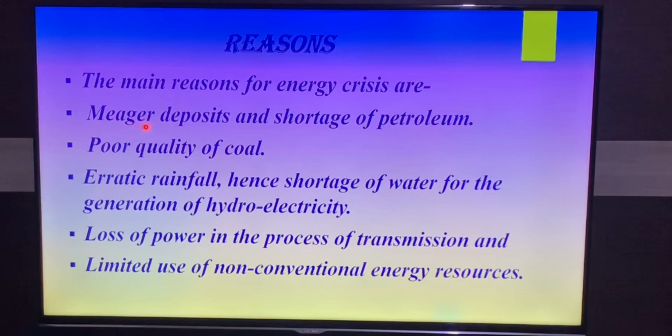Meager means thin, less. We have less deposits as well as shortage of petroleum. Poor quality of coal, erratic rainfall, uncertain rainfall. Hence, shortage of water for generation of hydroelectricity, loss of power in the process of transmission and limited use of non-conventional energy resources.